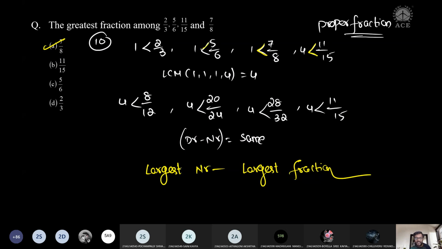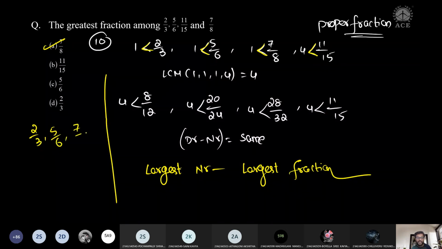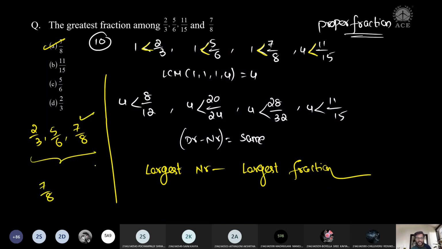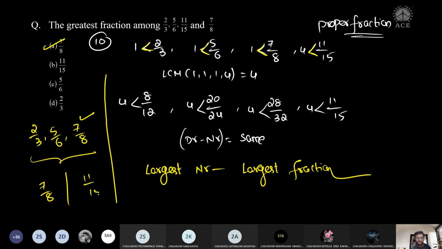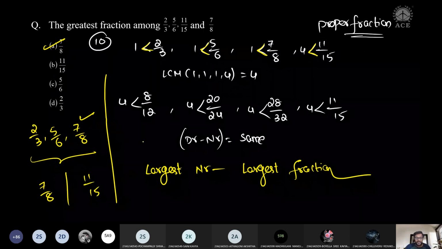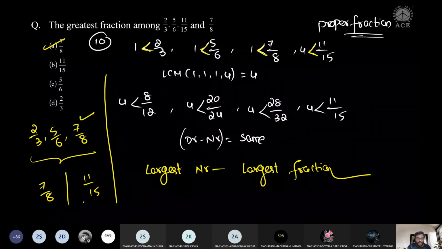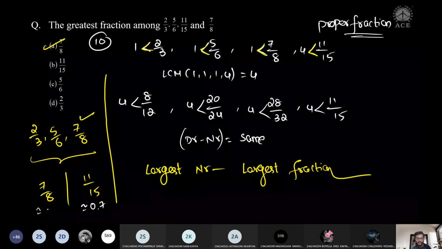This is one logic. The other logic, few people are arguing, sir, among 2 by 3, 5 by 6, 7 by 8, you apply directly. We know 7 by 8 is largest. Now we should decide 7 by 8 or 11 by 15, right? 11 by 15 is around 0.7, sir. Some people convert fraction into decimal. So among those three, you decided it is 7 by 8. Now 11 by 15 is around 0.7 something. 7 by 8 is around 0.8, sir. Definitely 7 by 8 is the largest.